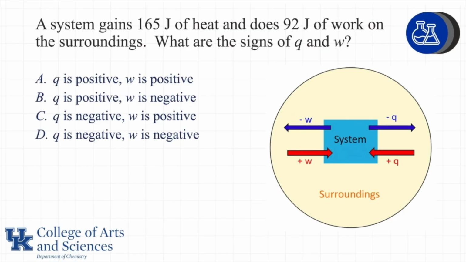Let's look at an example. A system gains 165 joules of heat and does 92 joules of work on the surroundings. What are the signs of Q and W?